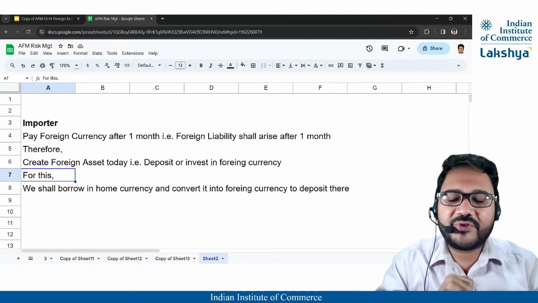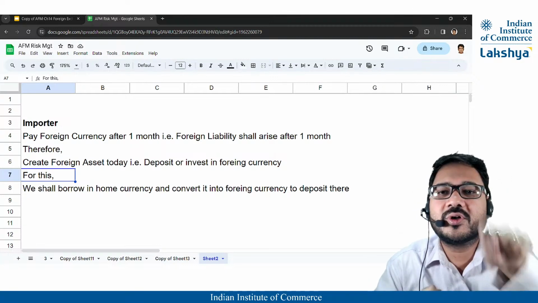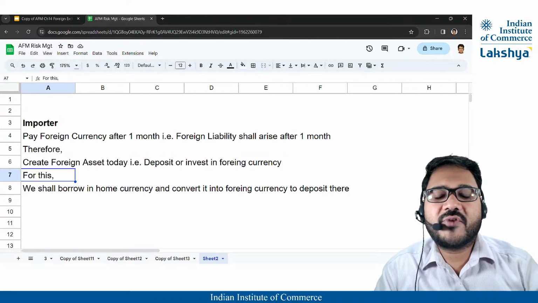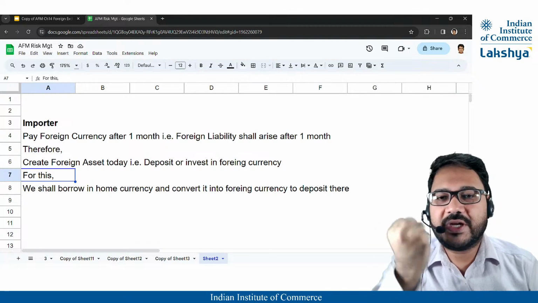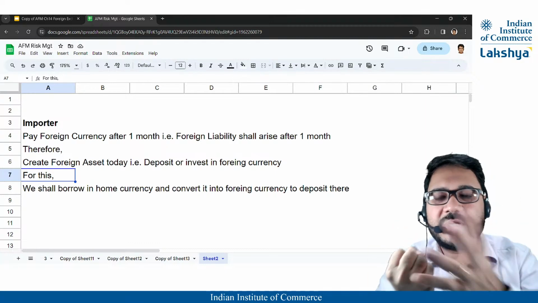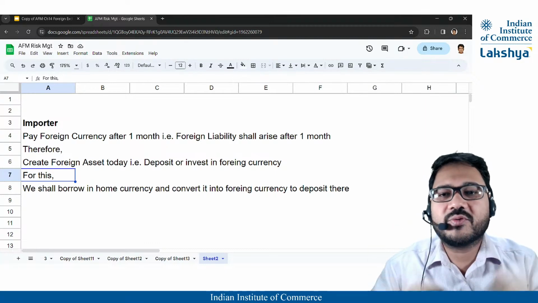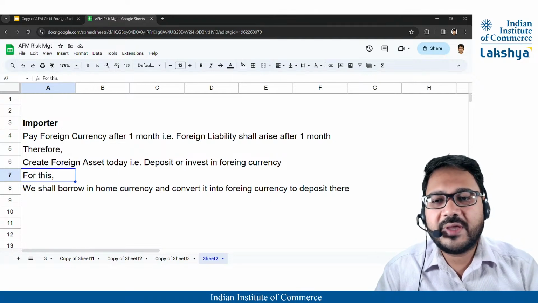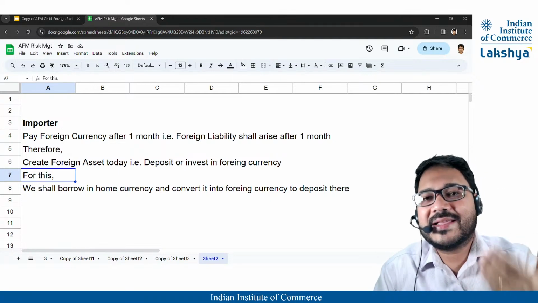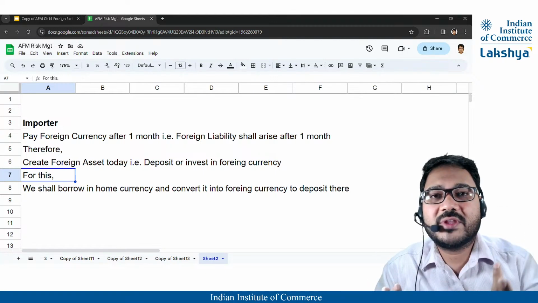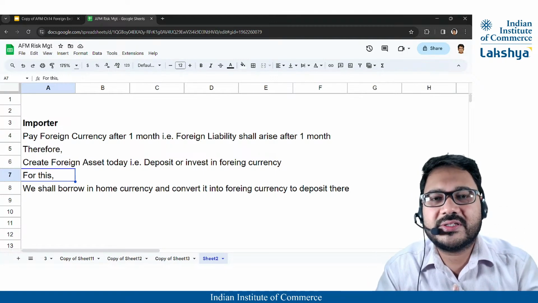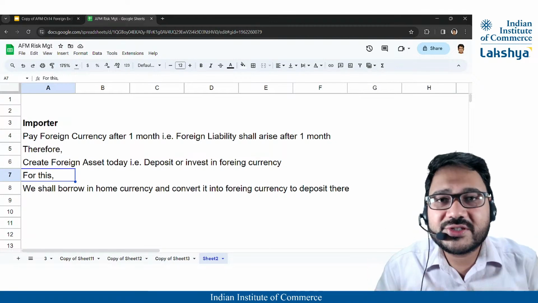Whatever inflow you get from the asset will be utilized to satisfy the foreign liability. So the foreign asset is going to generate income, and the foreign liability will take that income, and both will get nullified. Okay. Now, in order to create an asset today in the foreign country, where do we have the money? We don't have the foreign currency yet.